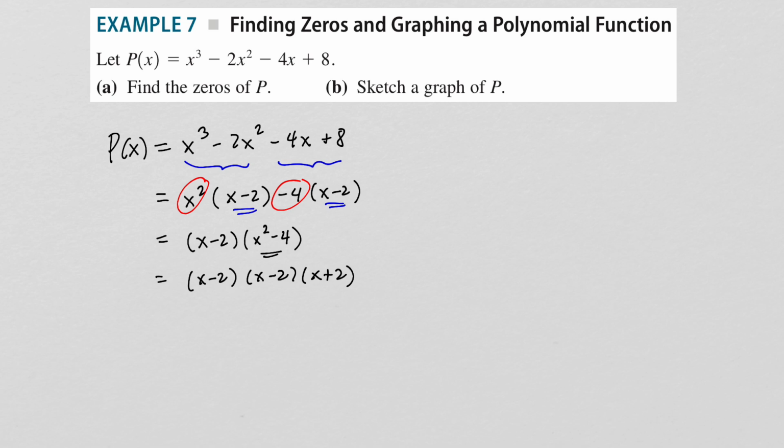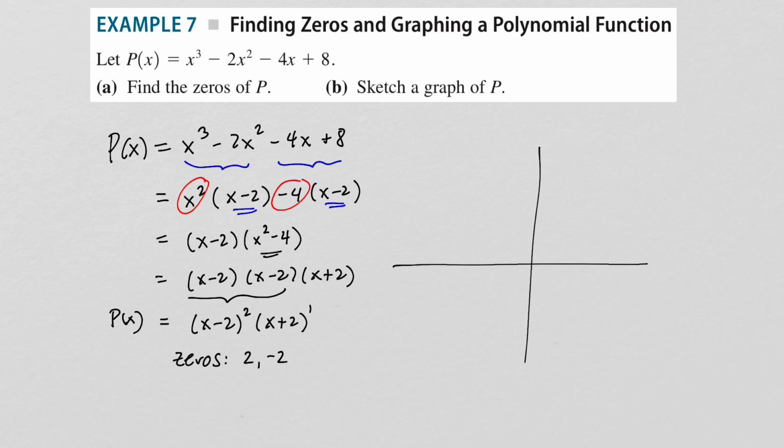And now you'll notice that you have a repeated factor here. So we can write this as x minus 2 to the second power times x plus 2, and of course that's to the first power. So now that I have this polynomial factored, we can notice that the zeros of this polynomial are going to be positive 2 and negative 2. And so when I go to graph the polynomial function, we're going to have a 0 at negative 2, and we're going to have a 0 at positive 2.